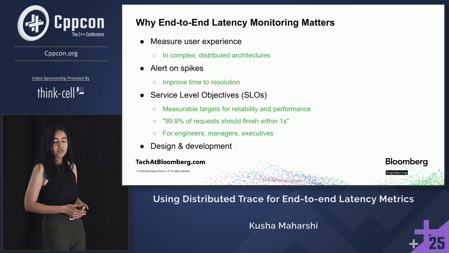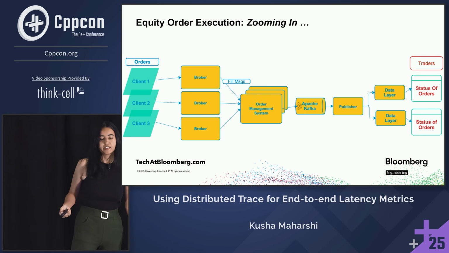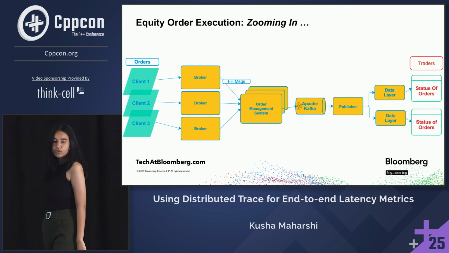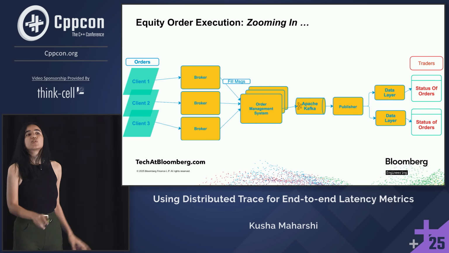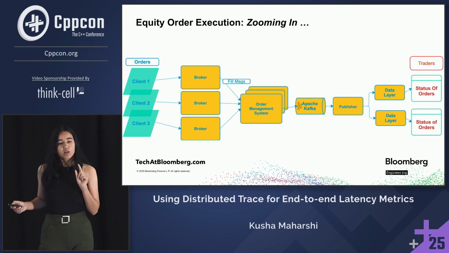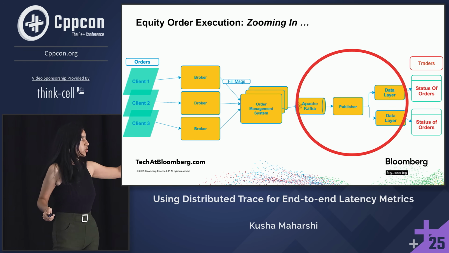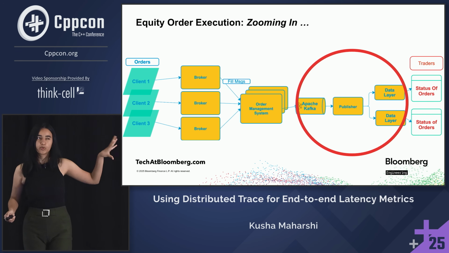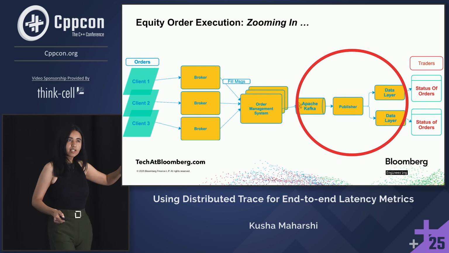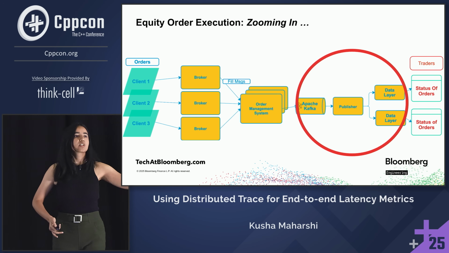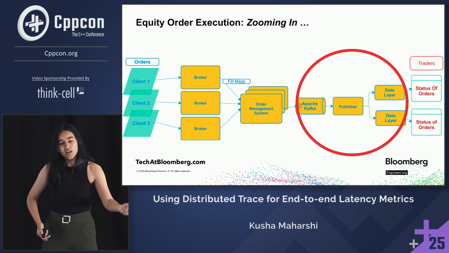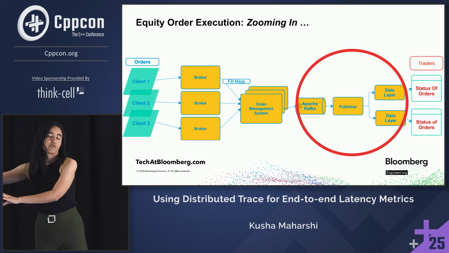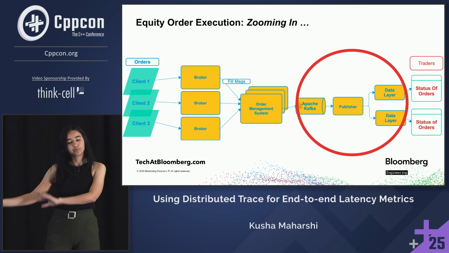Okay. So let me come back to now the example that I shared before. So going back to this equity order execution pipeline, I want to zoom in on this little part of the pipeline that is circled in red right here. And this is what we'll use as our example. Let's think about this end-to-end workflow that is consuming something from the Kafka queue and then publishing it out for these eventual users to view.